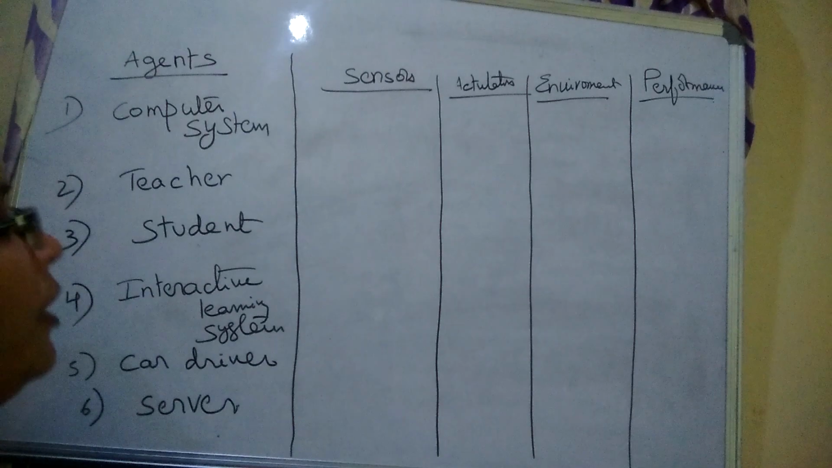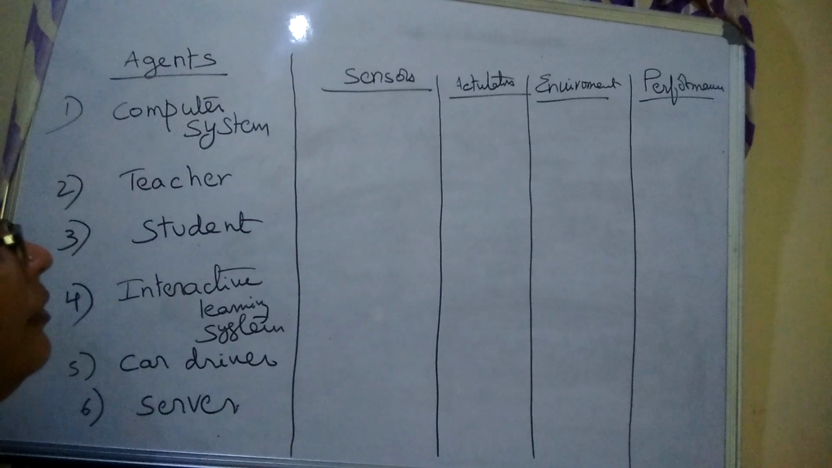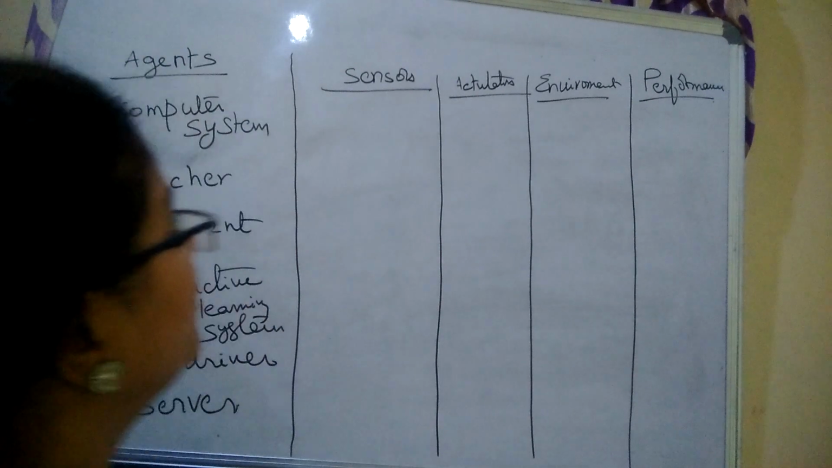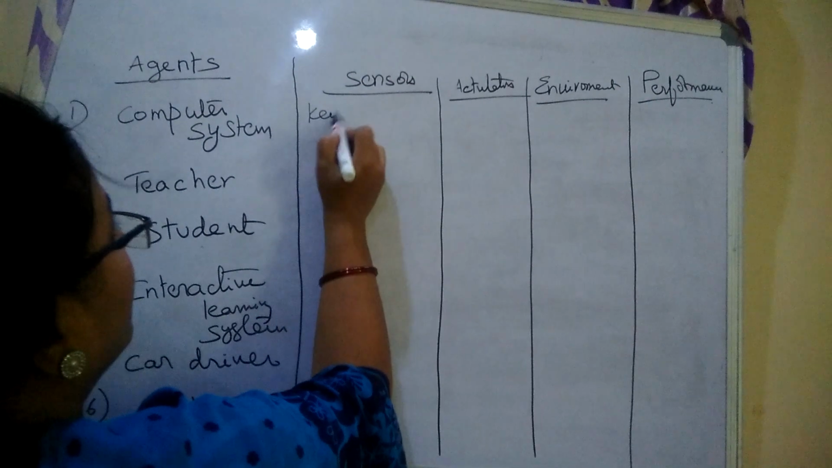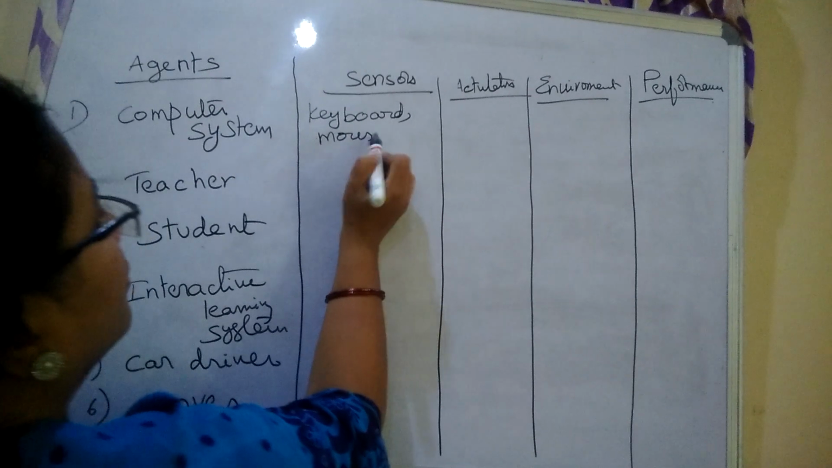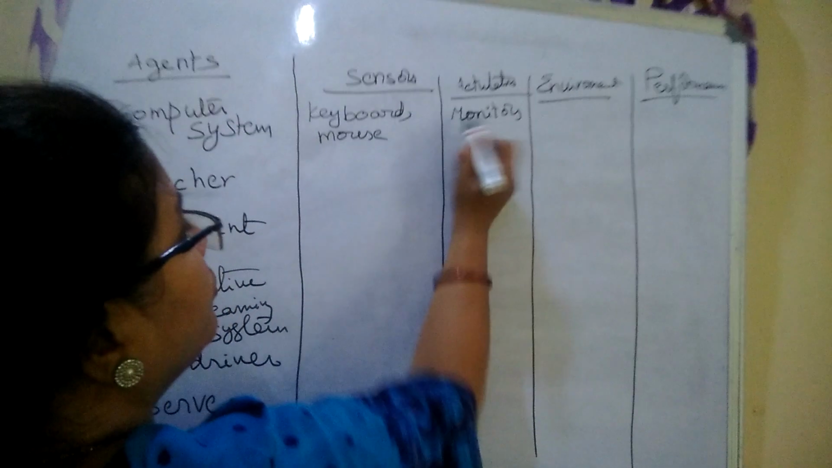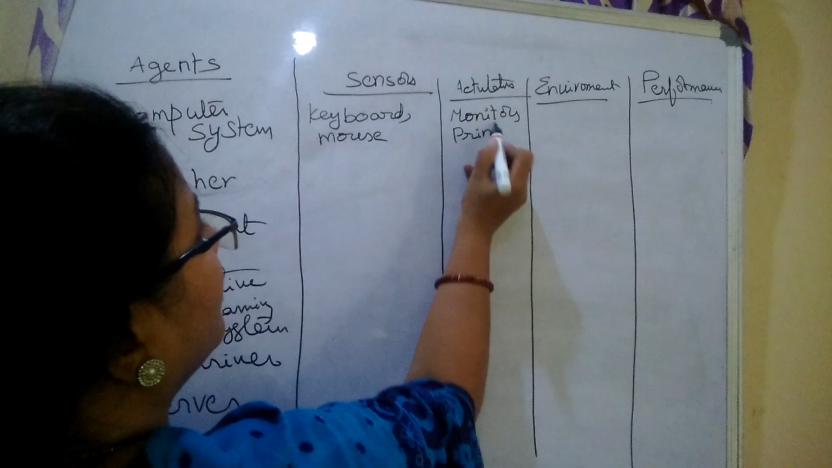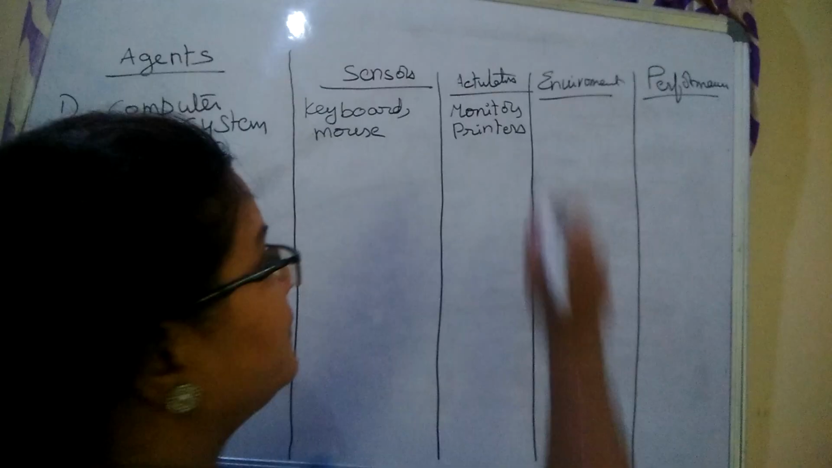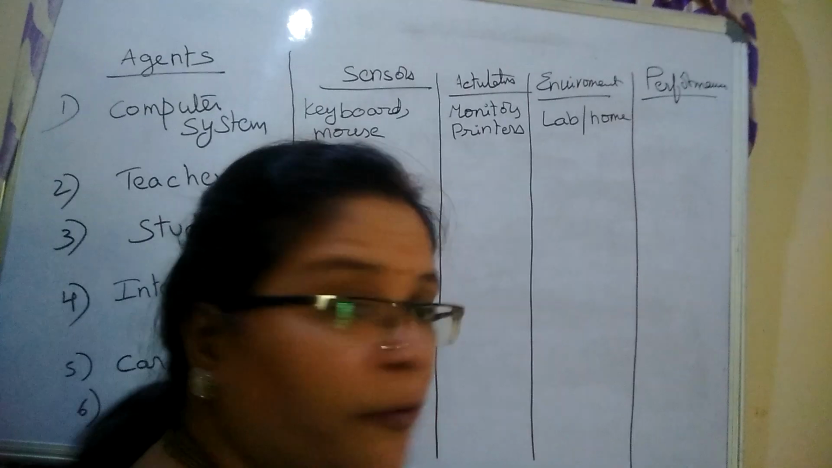First we talk about a computer system. A computer system is a system, and what are the sensors for the computer system? That means what are the input units for a computer system? First we have keyboard, mouse. What are the actuators? Output units. It generates the output through monitors and printers. Where does this particular environment work? Lab or home.